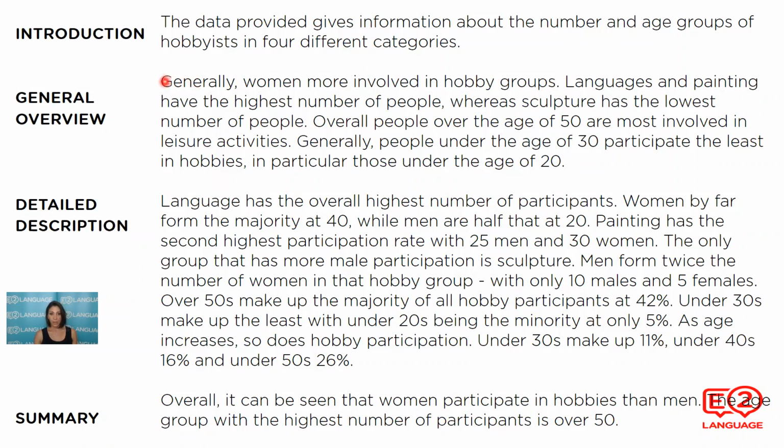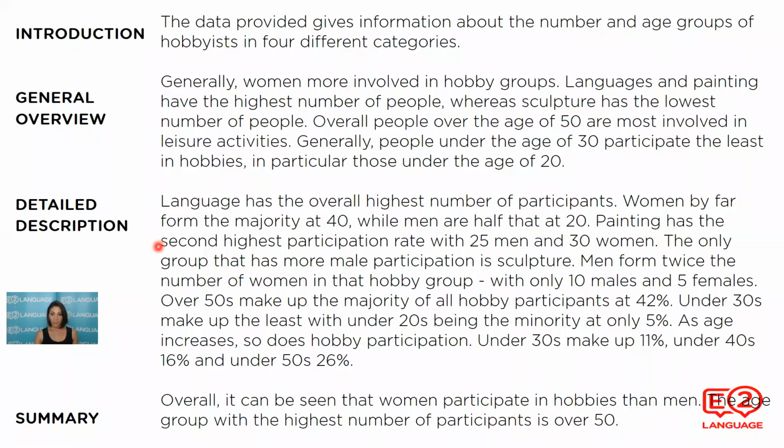So here we've got words like generally and overall. We're just identifying the main trends for each hobby and each age group without giving data or statistics or percentages. We want to wait until paragraph 3 to do that. Language has the overall highest number of participants. Women by far form the majority at 40, while men are half that at 20. So here I'm supporting my trend by giving data.